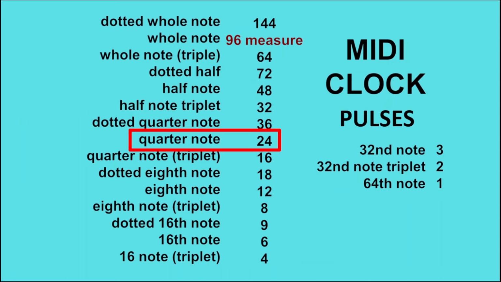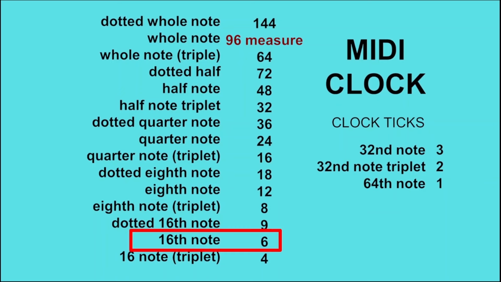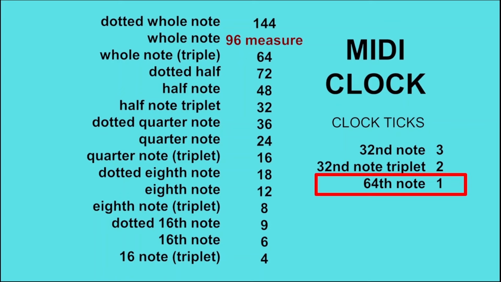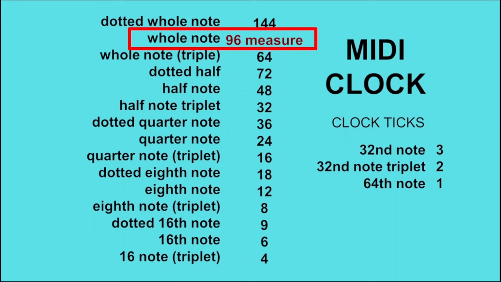The pulses can then be further divided down or multiplied up to create different note lengths. For example, we know that 24 pulses equals 1 quarter note. Therefore, 12 pulses will equal an 8th note, 6 pulses a 16th note, 3 pulses a 32nd note, and 1 pulse a 64th note. But if we go the other way, 48 pulses equals a half note, and 96 equals a whole note. There are also other subdivisions for dotted notes and triplets, as shown in the chart.